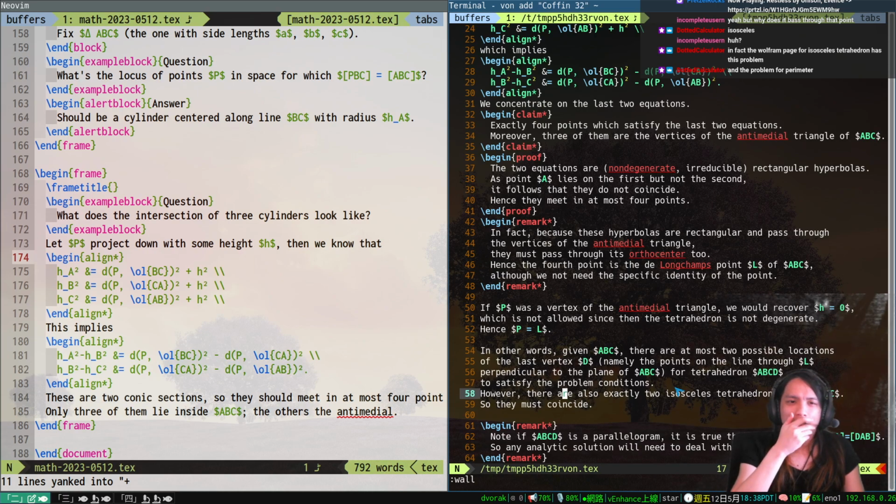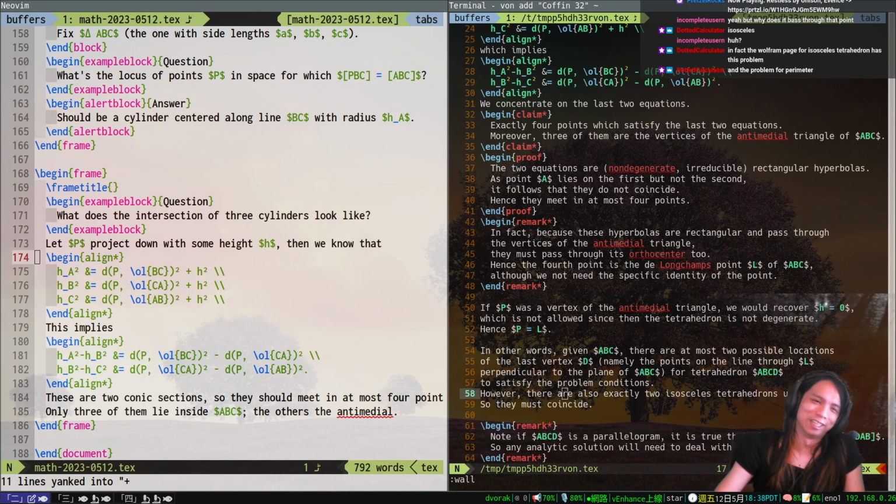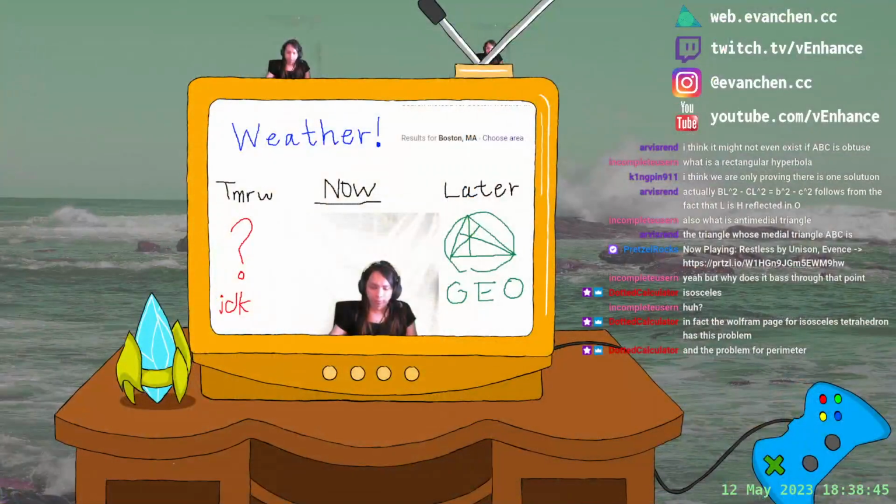Oh god, perimeter. Well, actually, perimeter is a lot easier, right? Because then you just solve y plus z equals b plus c. Yeah, perimeter is easy. Because then this equation is linear, so you can just solve it. Alright, cool. Cute problem.